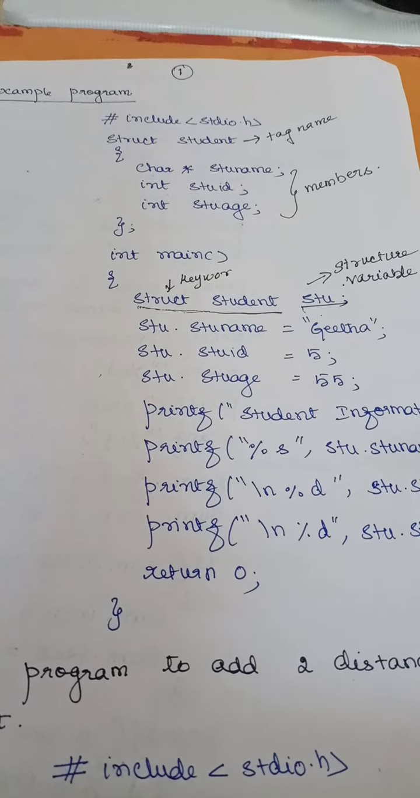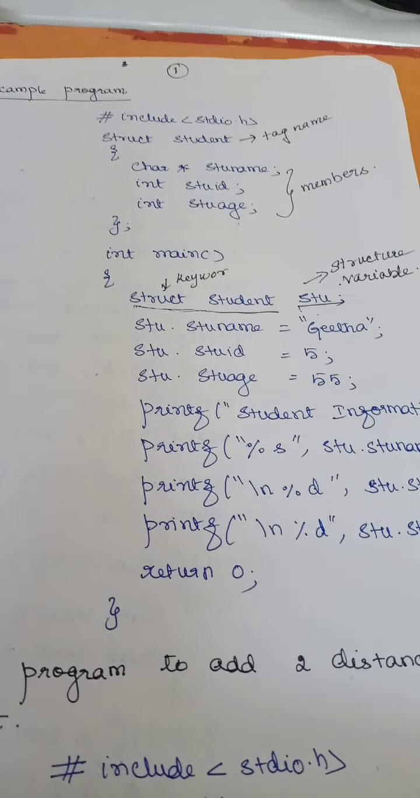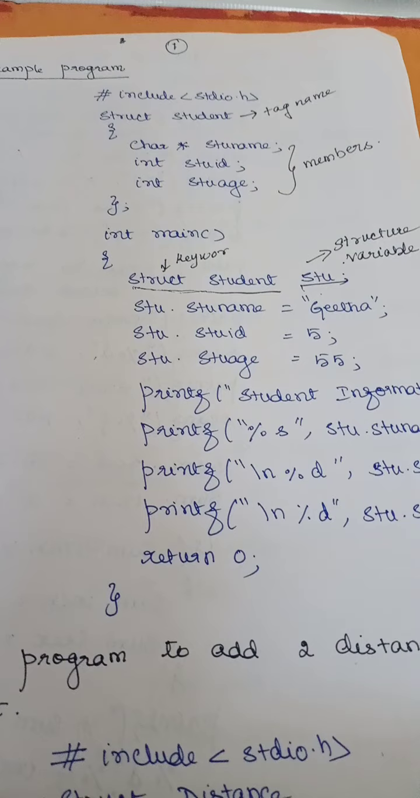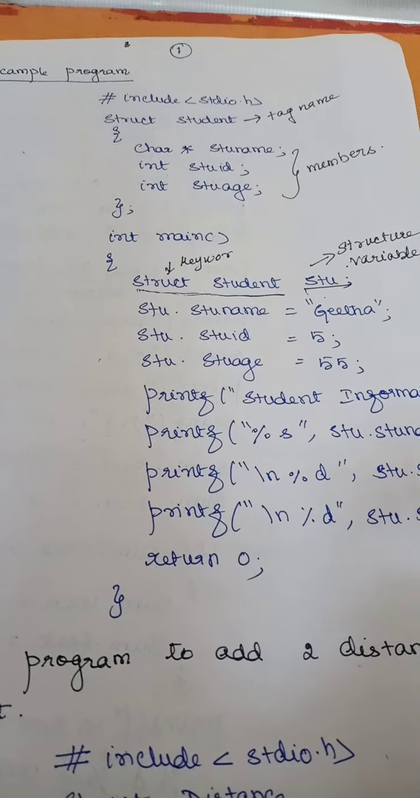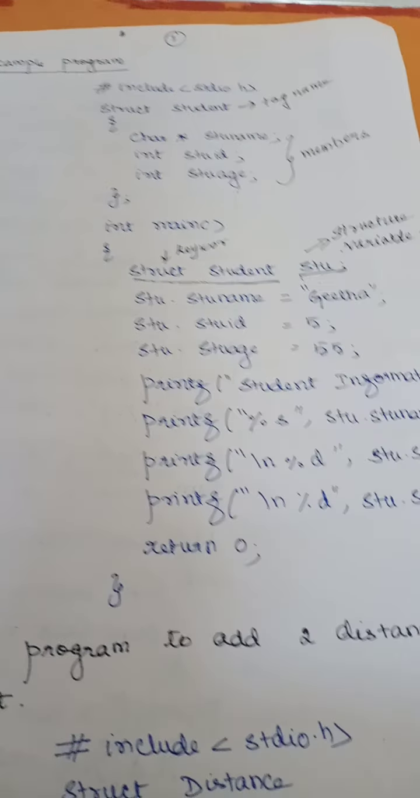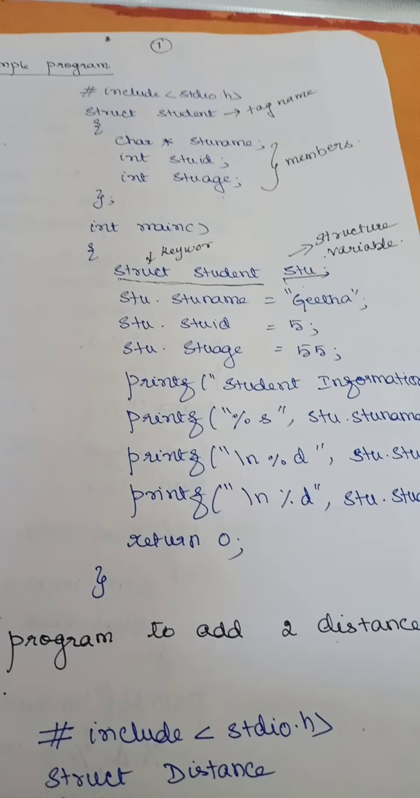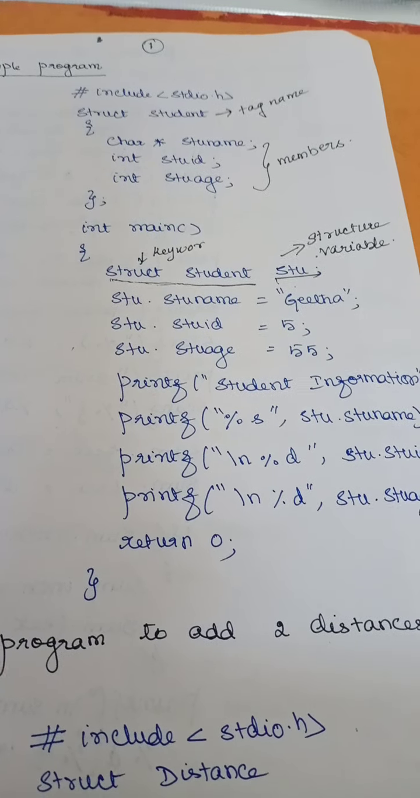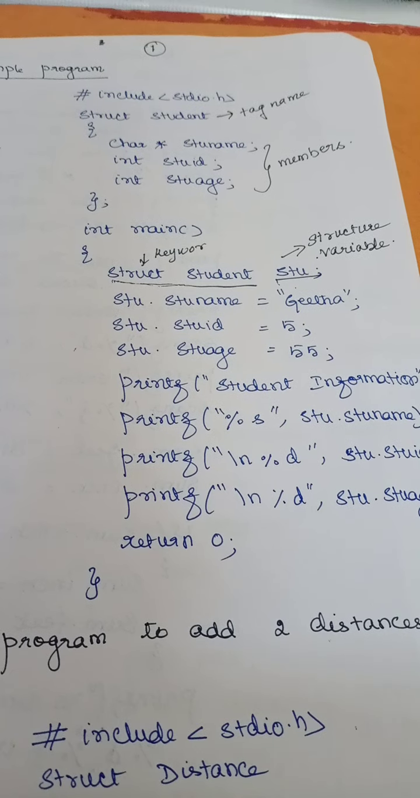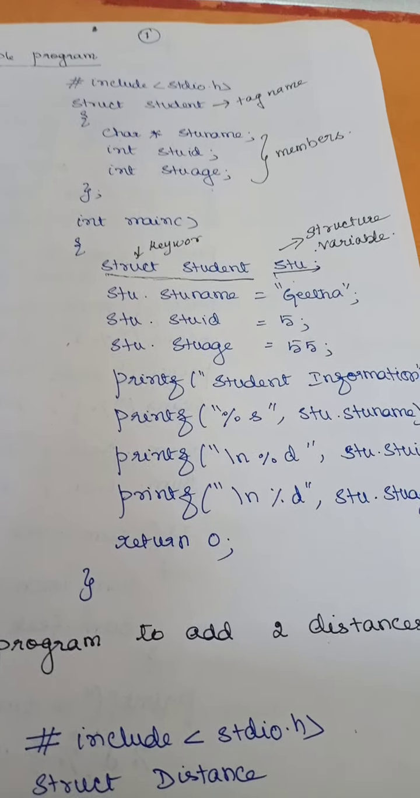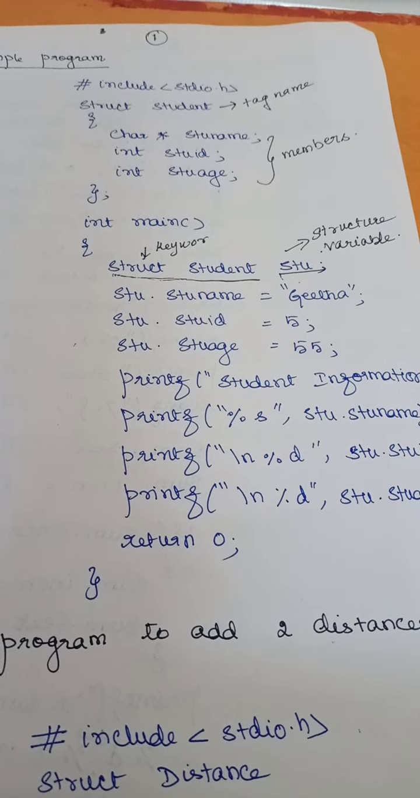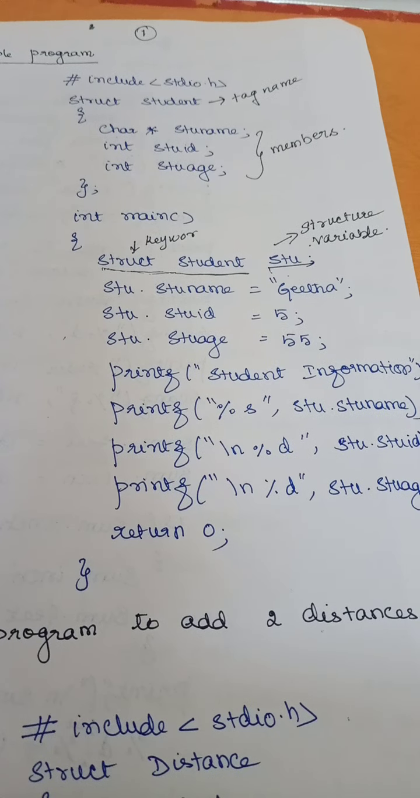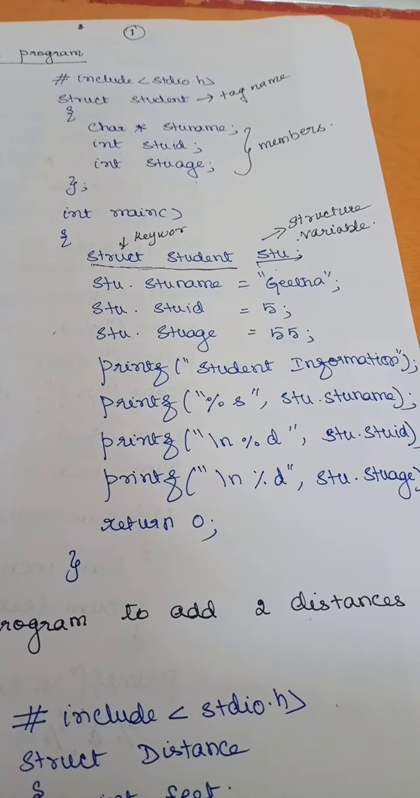Right, hello students. Yesterday we have seen what we mean by structures. What do you mean by a structure? A structure is a collection of heterogeneous data items, and we have seen how to declare a structure. We have seen three methods. What are they? Variable, tagged, and typedef, right? And we have seen how to initialize your structure, and we have seen one simple program.